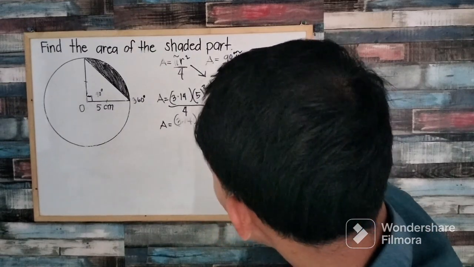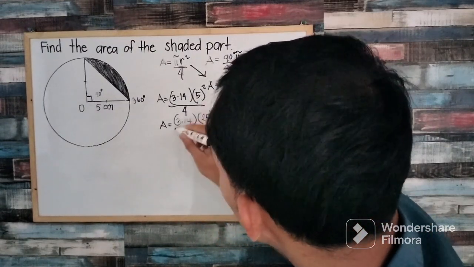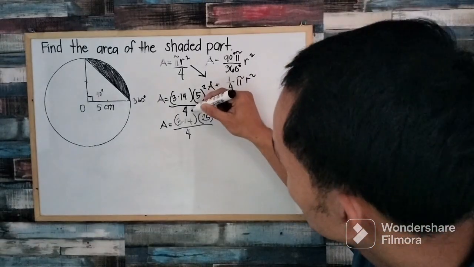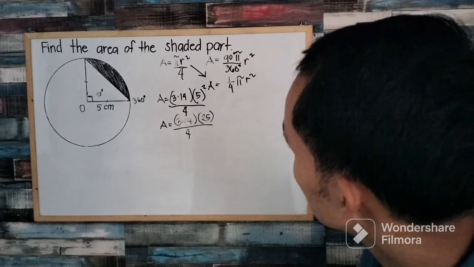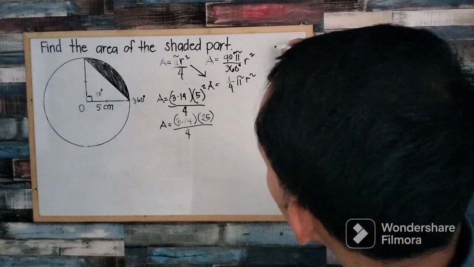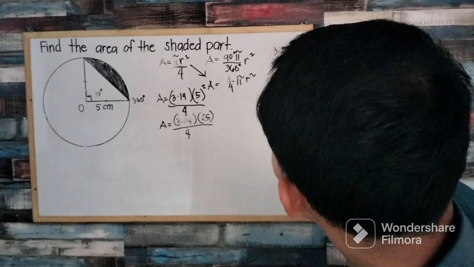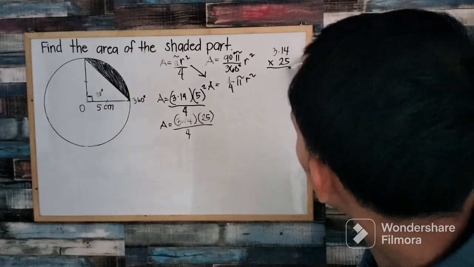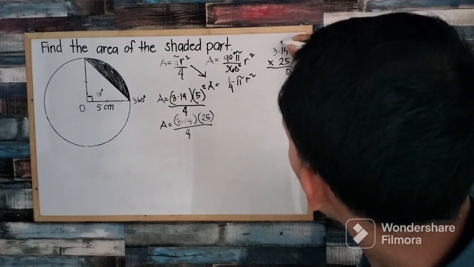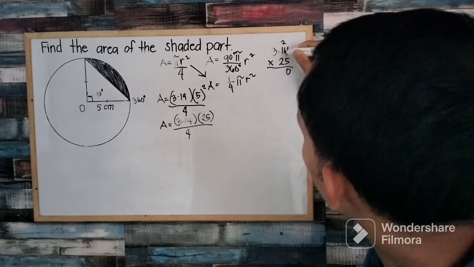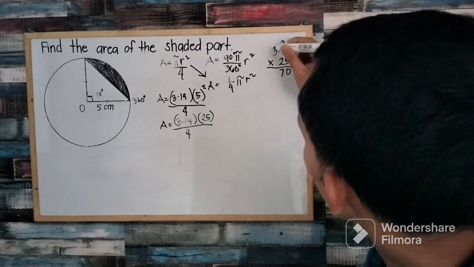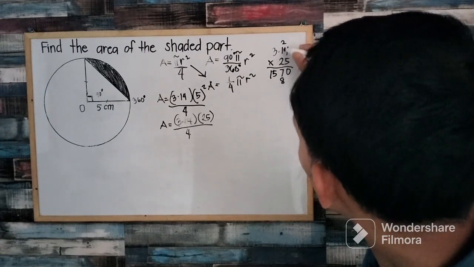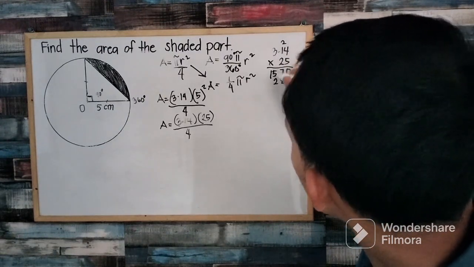So, this becomes 3.14 times 5 squared is 25, divided by 4. Okay? And now, we have to multiply 3.14 times 25. So, 314 times 25. 5 times 4, that is 20. Bring down 0, carry 2. 5 times 1, that is 5, plus 2, that is 7. And 5 times 3, that's 15. And 2 times 4, that is 8. 2 times 1, that is 2. 2 times 3, that is 6.